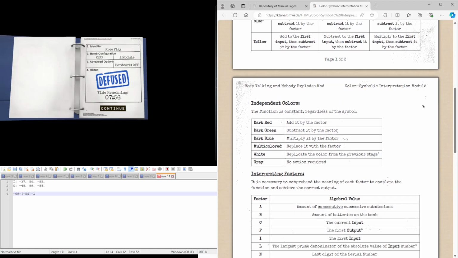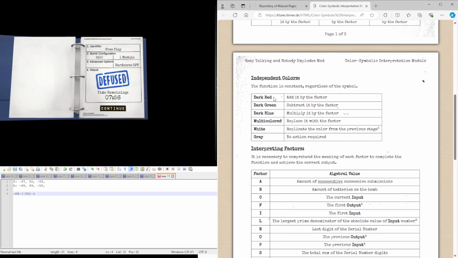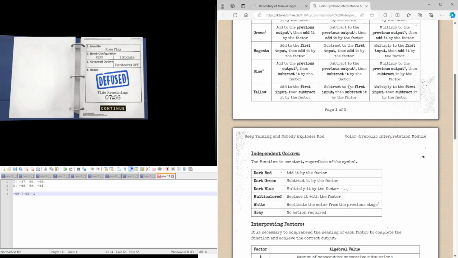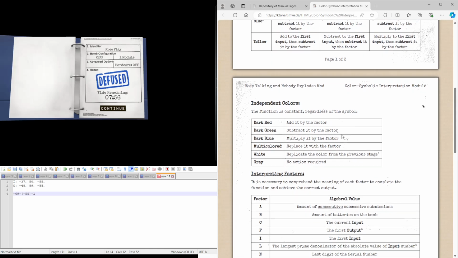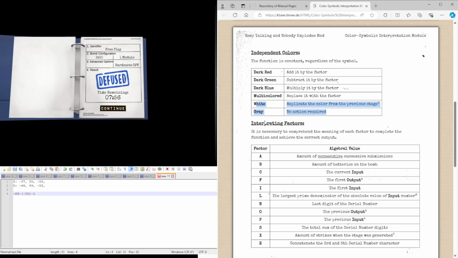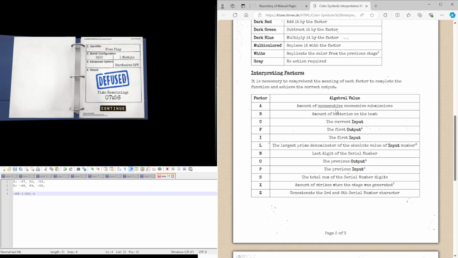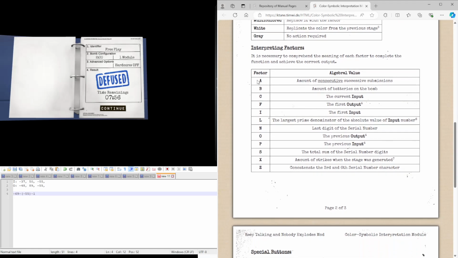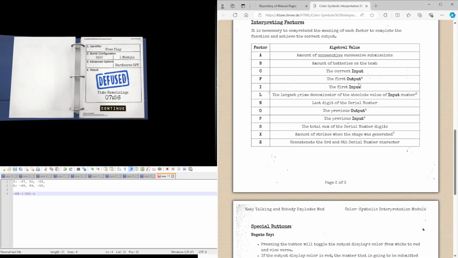But the independent colours are interesting. The dark red, if you get dark red, you only have to add the factor, not anything else from previous stages. Same with green and blue being subtract and multiply. Multicoloured, you just completely ignore the input and just have the factor as the answer. White we saw, and then grey, like I mentioned, was the best case scenario. You don't do anything. This is a classic just do what it says sort of thing. And it can ask for previous outputs and inputs here as well.